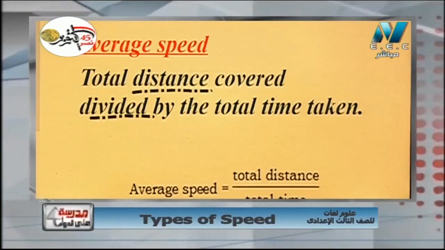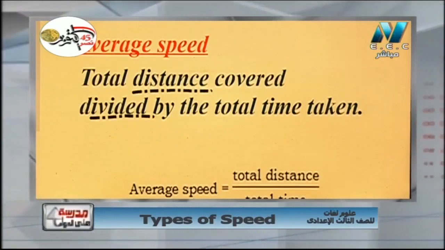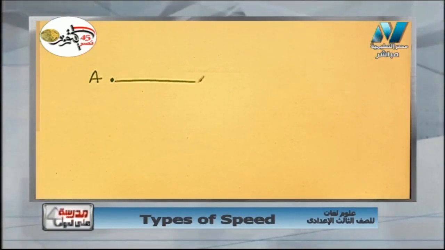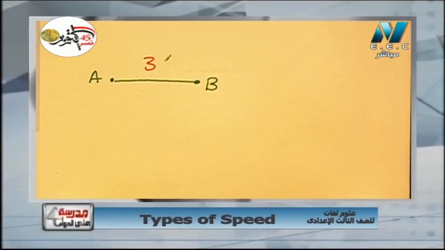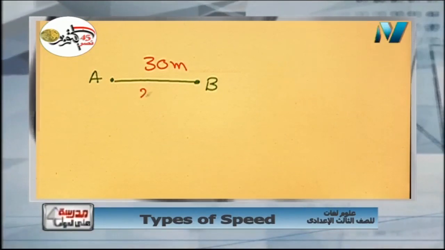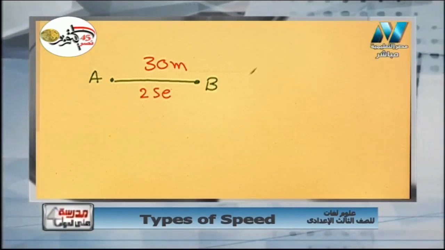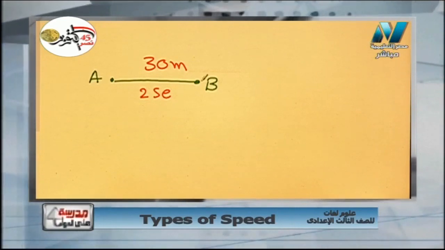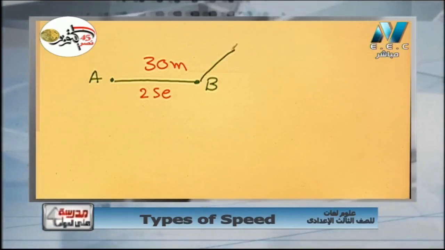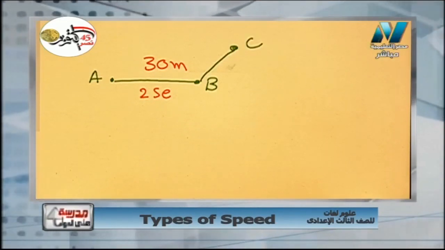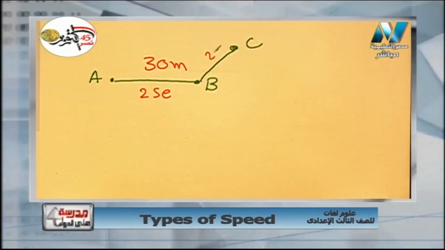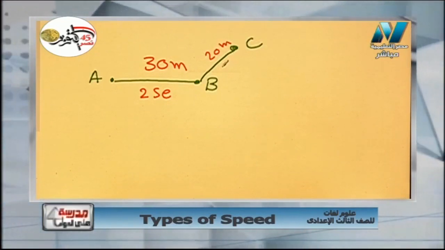How can we calculate it? If the object, as you see here, moves from point A, for example, to point B, it covers 30 meters in 2 seconds. Then from point B to point C in this direction, in this time, it covers 20 meters in 1 second.